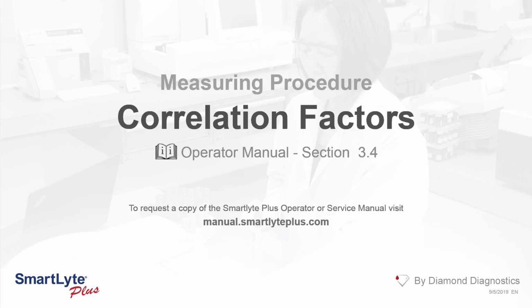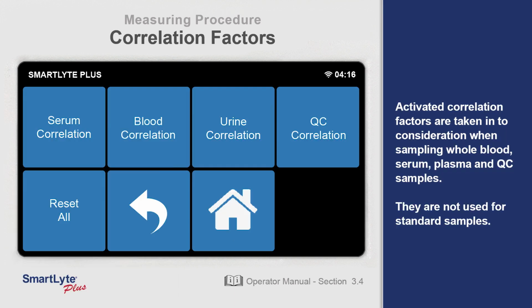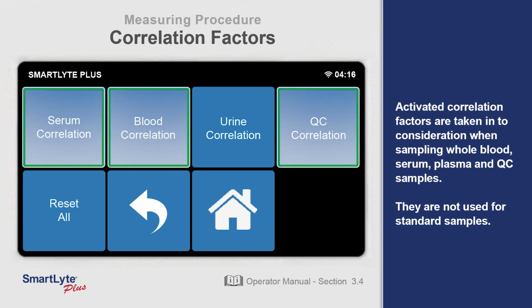Correlation factors with the SmartLyte Plus. The correlation factor allows for correlation of the SmartLyte Plus measurement results to other electrolyte analyzers. Activated correlation values are taken into consideration when sampling whole blood, serum, plasma, and QC samples. They are not used for standard samples.